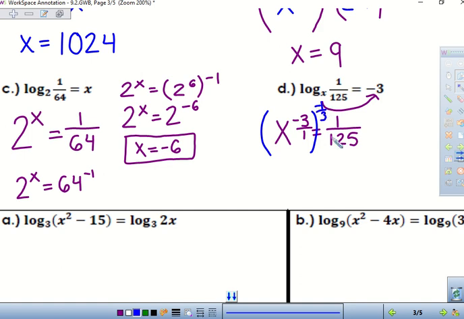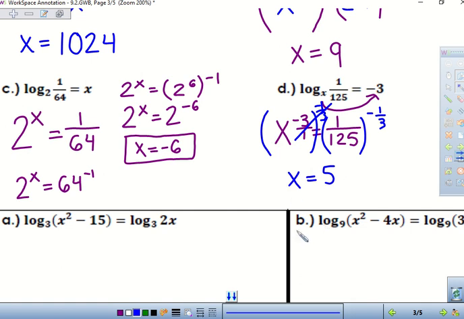Negative 1/3. If you put both sides to the power of negative 1/3, that cancels this out and leaves me with x equals. So in your calculator, you do 1 divided by 125 equals. And then you hit the caret button, and you do parenthesis, negative 1 divided by 3, close the parenthesis. And if you did it right, you should get 5.